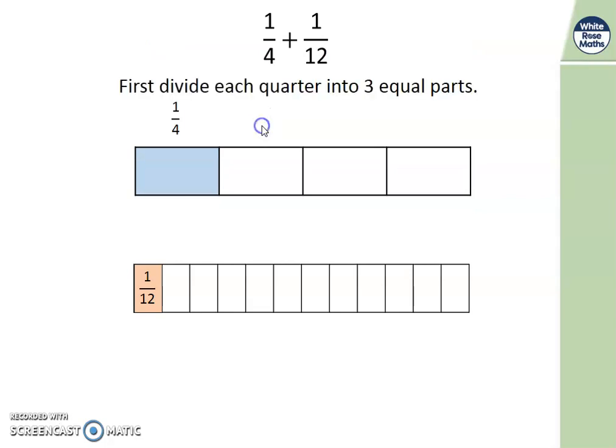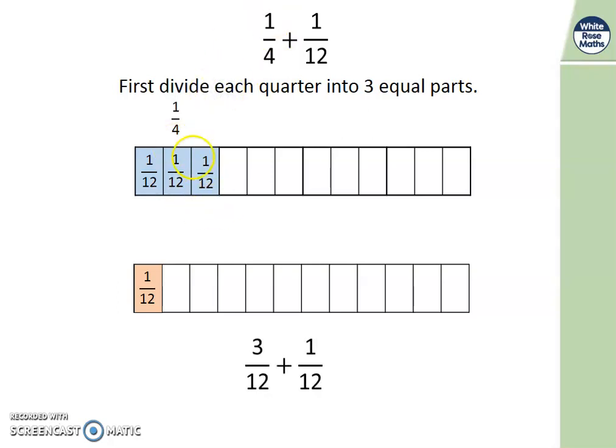Let's have a look. First, we're going to get each of these quarters and divide it into 3 equal parts. So it's no longer 1 part, but it's going to be 3 parts, like that. So we've actually multiplied it by 3. 1, 2, 3 twelfths is equivalent to 1/4.